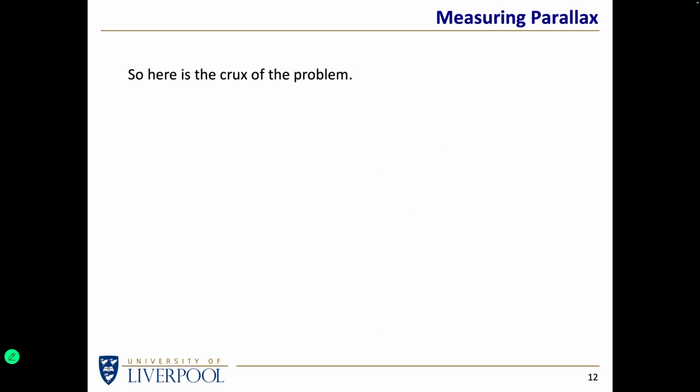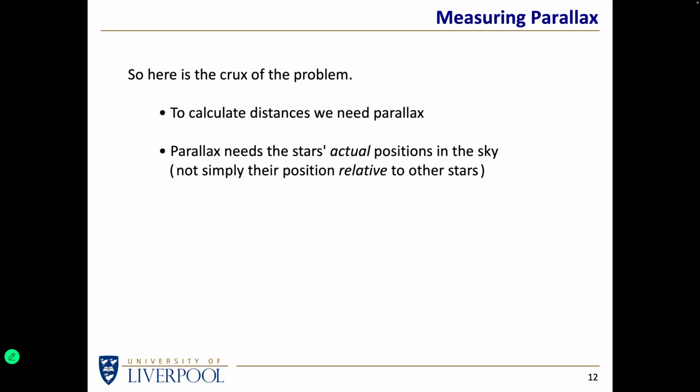And that is the crux of the problem. To calculate distances, we need parallax. For parallax, we need to know the star's actual position in the sky. Knowing its position relative to other stars doesn't help. If all the stars will appear to move as the Earth orbits the Sun, then simply knowing the position of one star relative to its neighbour doesn't really help us.